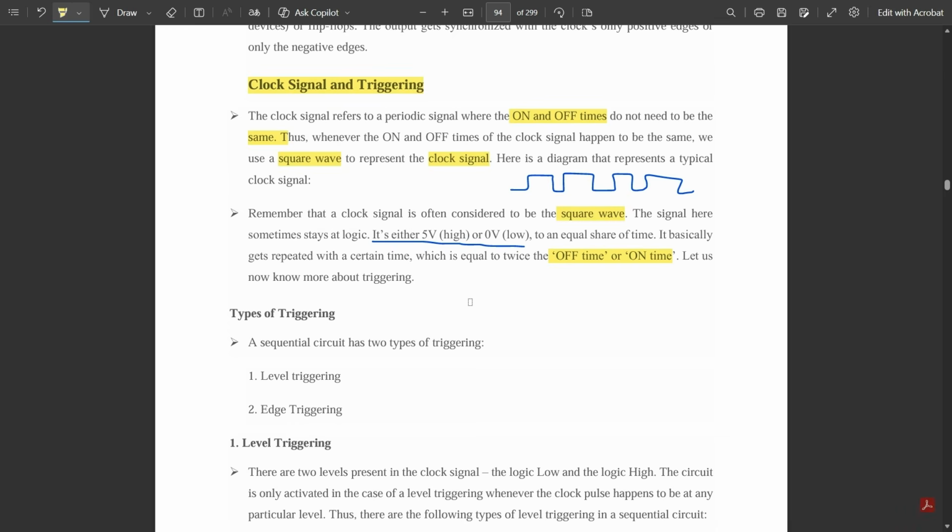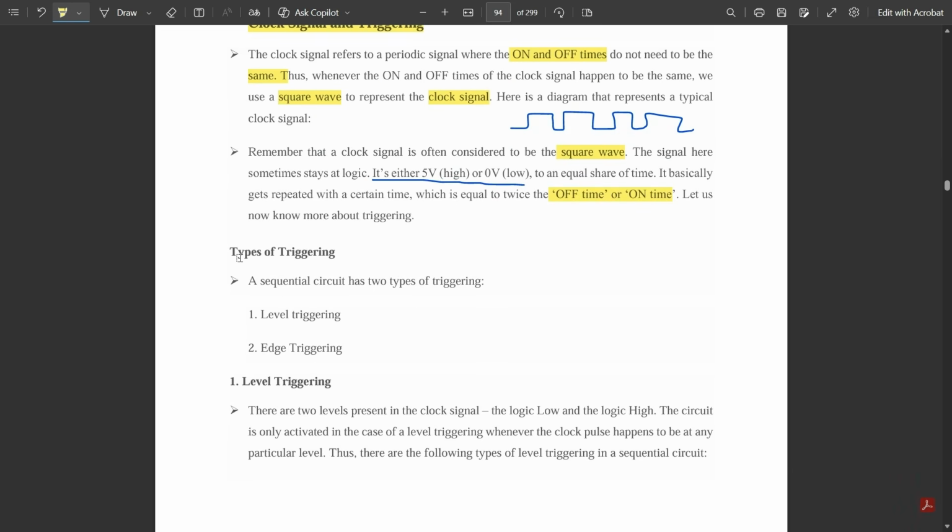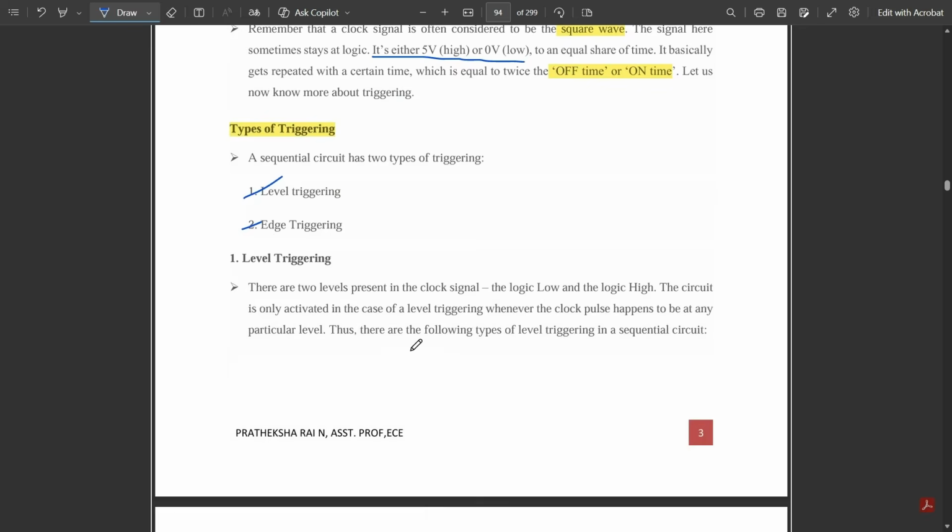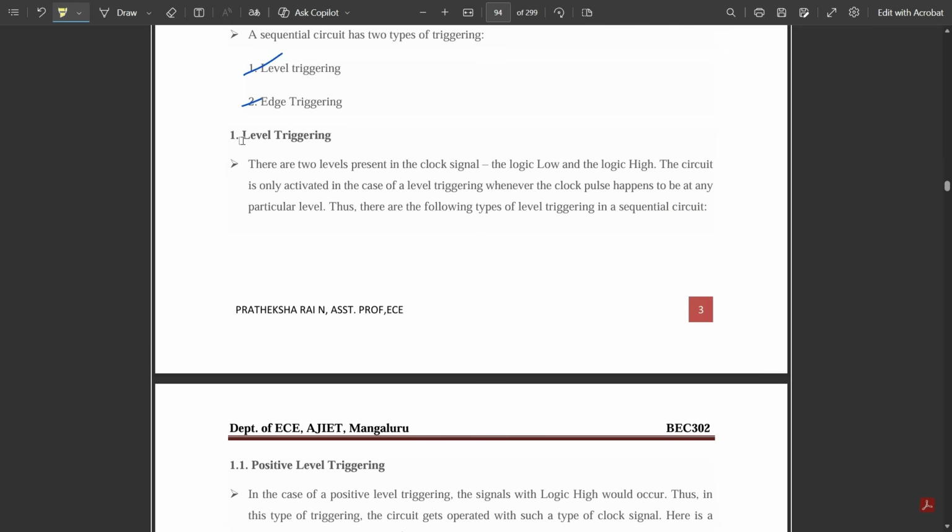So let us know more about triggering now. There are basically two types of triggering under sequential circuits which are very important. One is called level triggering and another one is called edge triggering. Let us see one by one what we mean by level triggering and edge triggering.